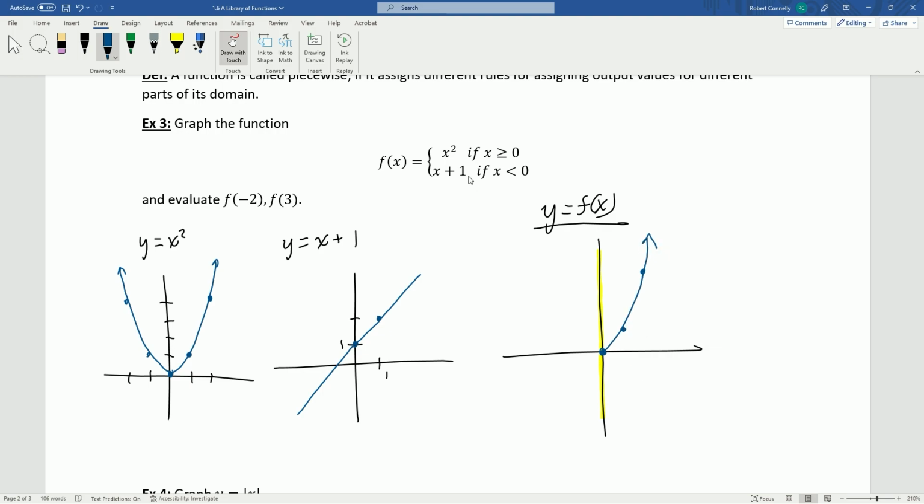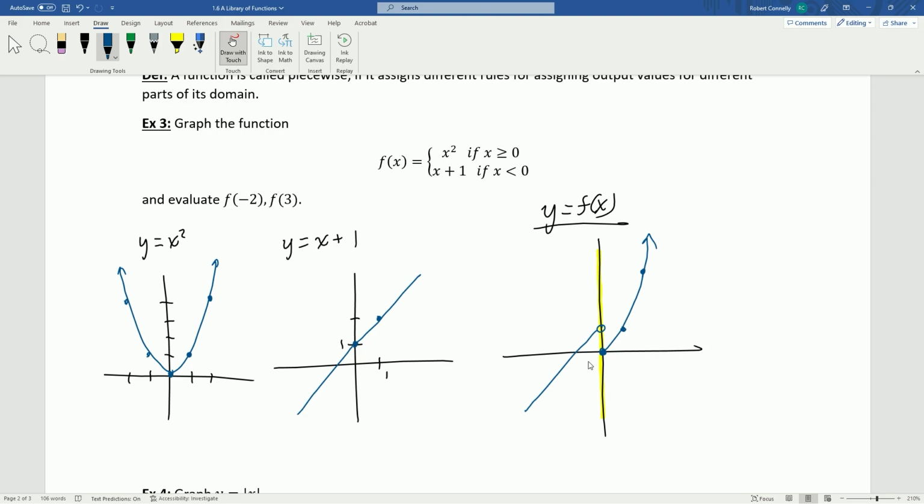And now, for everything left of 0, I'm going to draw the line x plus 1. So that's going to look like this. So now, one thing I want to point out here is that since it says that this is x plus 1 if x is strictly less than 0, we put an open circle here to show where the graph is going, but that it doesn't actually take that value. When x is equal to 0, it actually takes this filled in dot value down here at y equals 0.